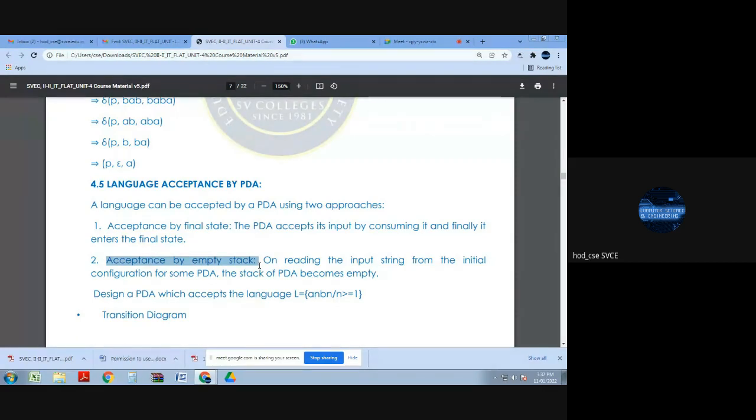In finite automata we have only one method, that is acceptance by final state only. But in pushdown automata we have two types of acceptance of a string, that is acceptance by final state and acceptance by empty stack. On reading the input string from the initial configuration for some PDA, the stack of the PDA becomes empty.